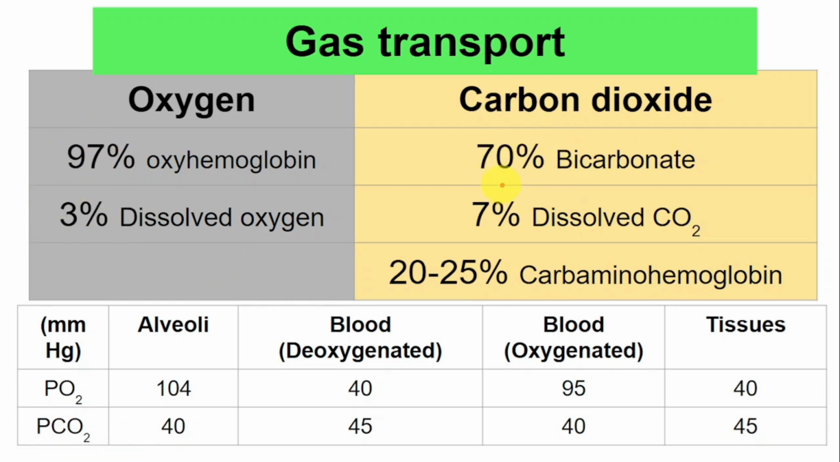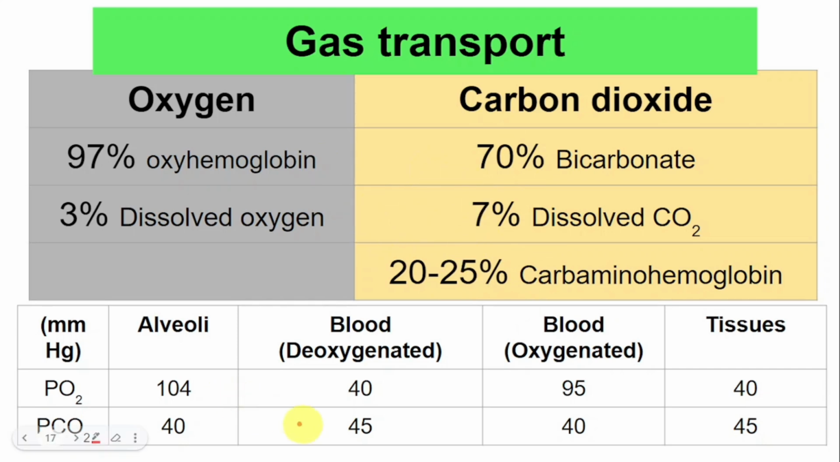So carbon dioxide is mainly transported as bicarbonate and the percentage is 70%. And then 7% as dissolved carbon dioxide. So carbon dioxide bound to hemoglobin is called carbaminohemoglobin. Don't call it carboxyhemoglobin because carboxyhemoglobin is carbon monoxide bound to hemoglobin. So you have to remember this term, carbaminohemoglobin, and the percentage is 20 to 25%. Revise this again and again so that the values are at your fingertips.